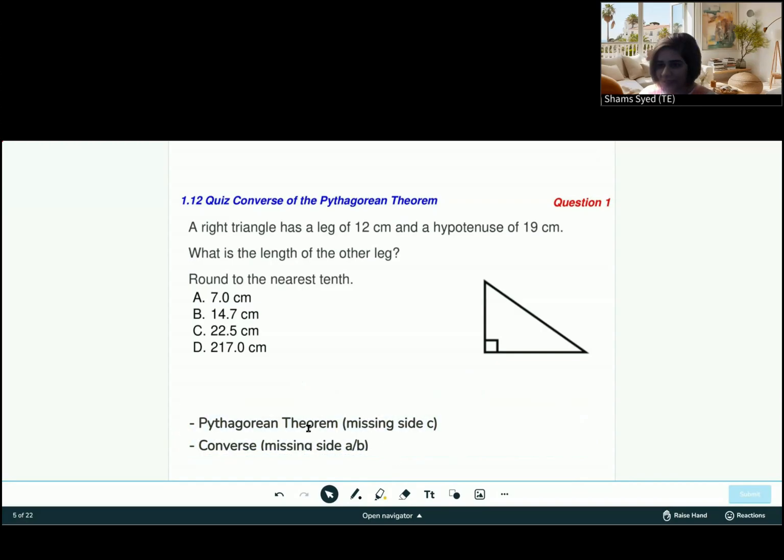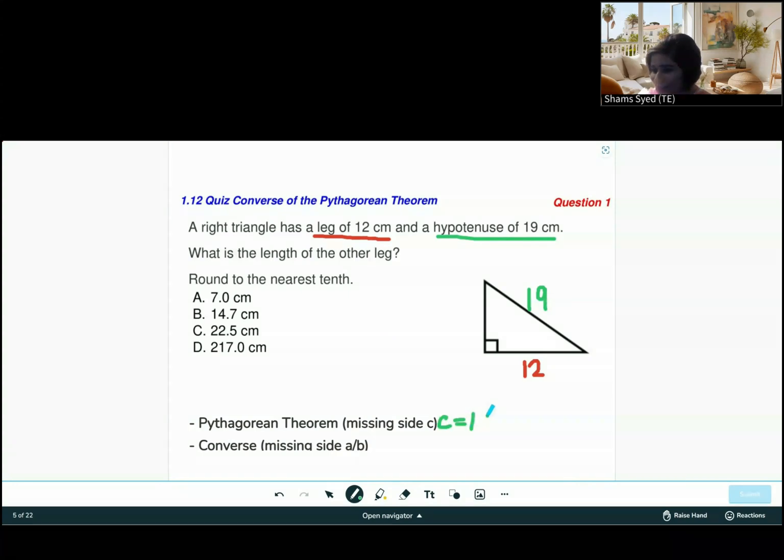Okay, let's go to the question and see what information is given. A right triangle has a leg of 12 centimeters. A leg is a shorter side, and it is 12. Hypotenuse, the longest side of a right triangle, is 19. That means side C is 19.